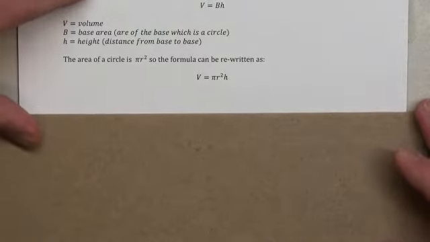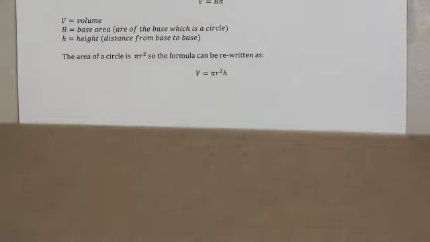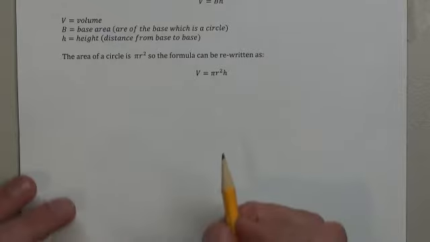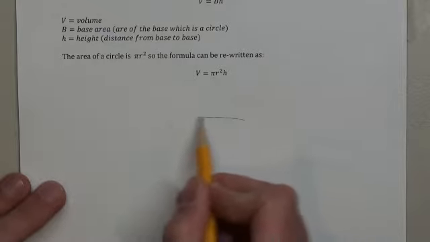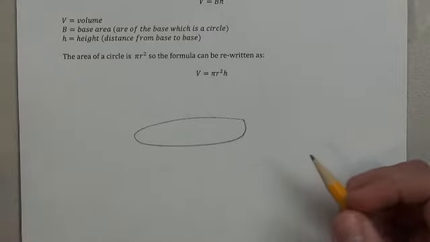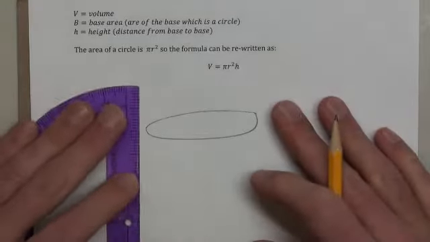Now, let's draw a picture of this. Okay, so let's just practice drawing another picture of a cylinder. All right, we draw an ellipse. It doesn't have to be perfect. And then we go down the sides.